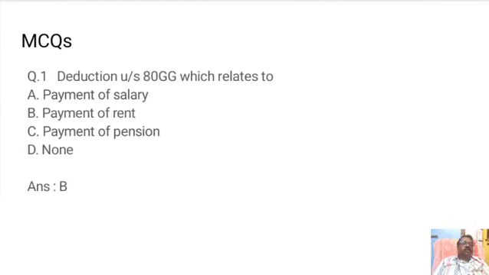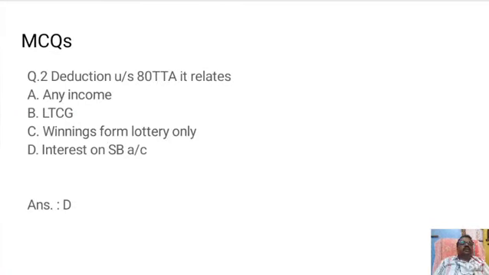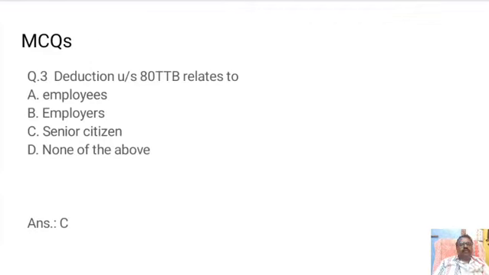I have prepared some multiple-choice questions for you, my dear students. Deduction under section 80GG relates to what? The answer is B, payment for rent. Deduction under section 80TTA relates to what? Answer is D, interest on SB account. Deduction under section 80TTB relates to what? C, for senior citizen.